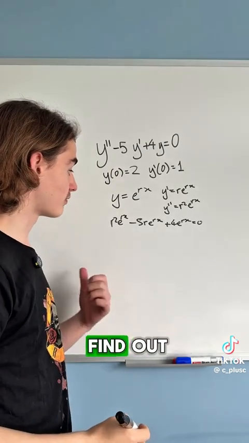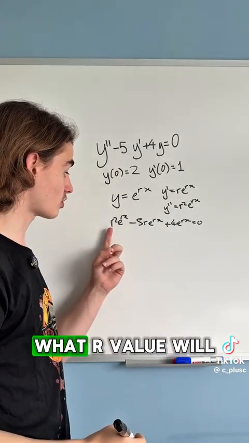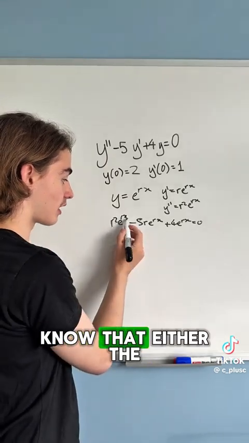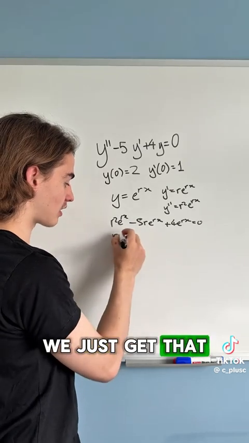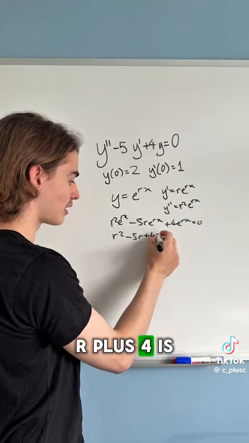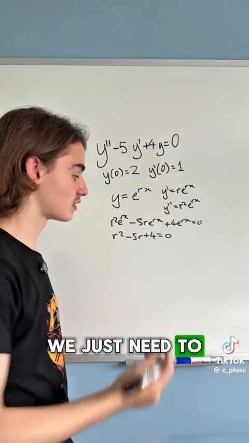So we need to find out what r value will make this thing 0. And as we know that e to the rx can't be 0, we just get that r squared minus 5r plus 4 is equal to 0. From here, we just need to find the roots.